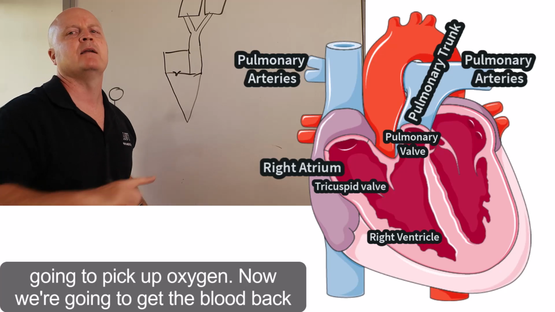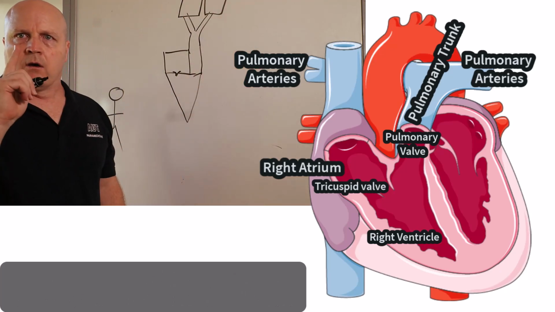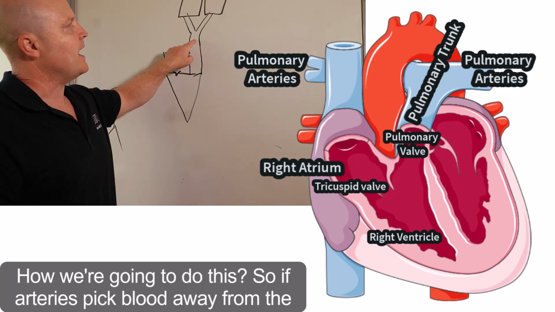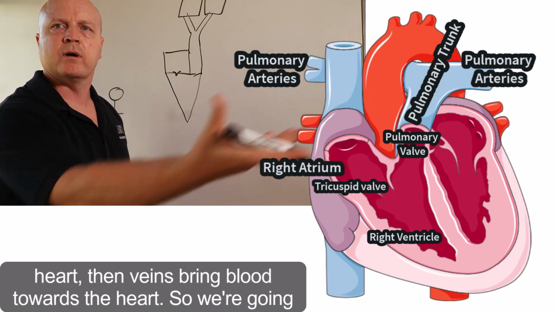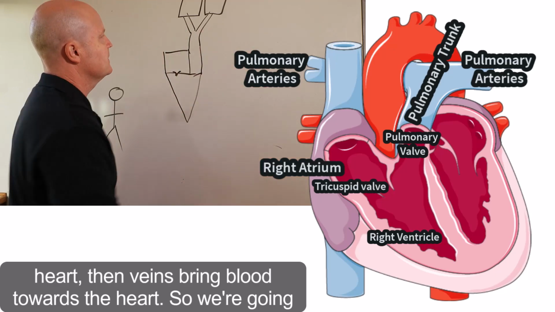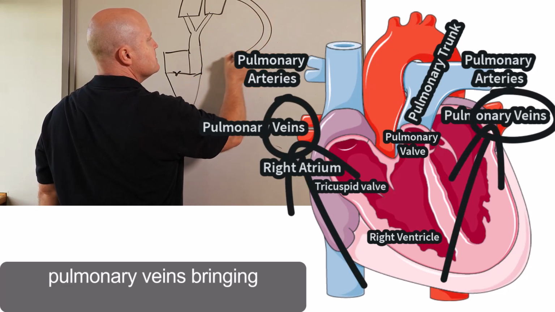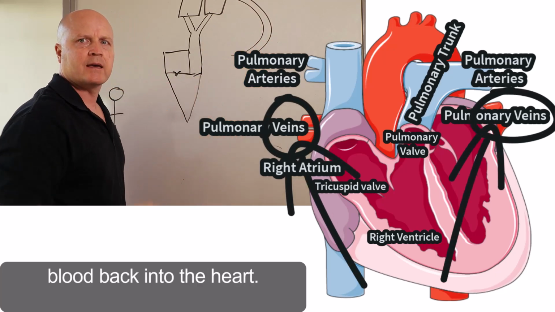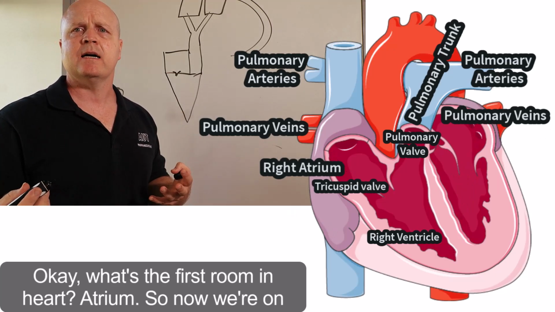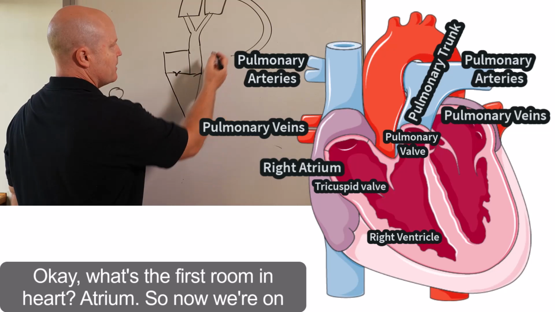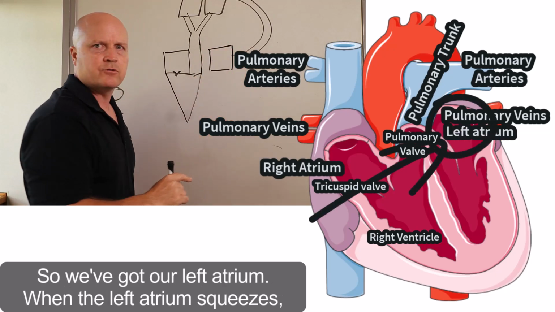Now we've got to get the blood back to the heart to get pumped to the body. How are we going to do this? So if arteries take blood away from the heart, then veins bring blood towards the heart. So we're going to have pulmonary veins bringing blood back into the heart. Okay, what's the first room in the heart? Atrium. So now we're on the left side. So we've got our left atrium.